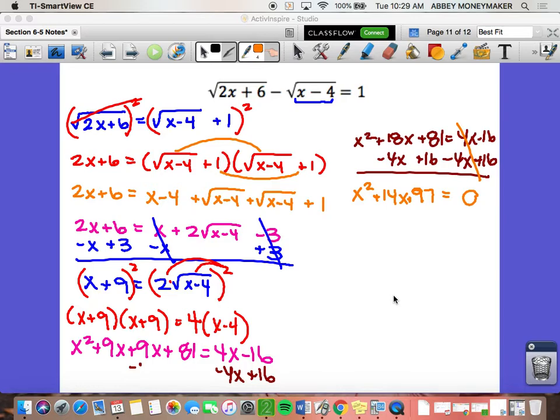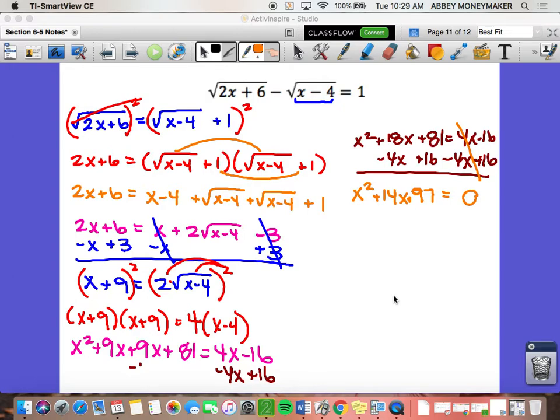If you have to do the quadratic formula, that's rough. Let me just take a second and double check everything. I think I've done everything right. x minus 4 and then plus 1. That gives me minus 3. Subtract the x, add the 3. 18x plus 81.